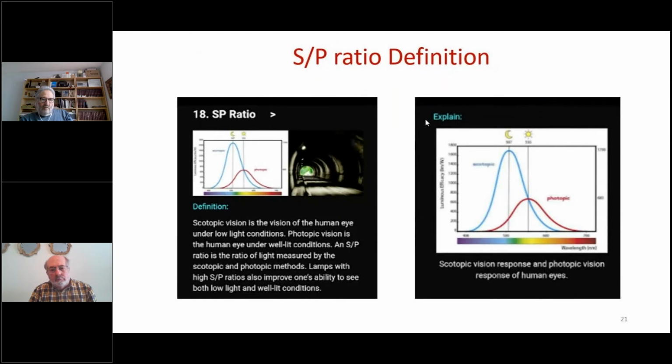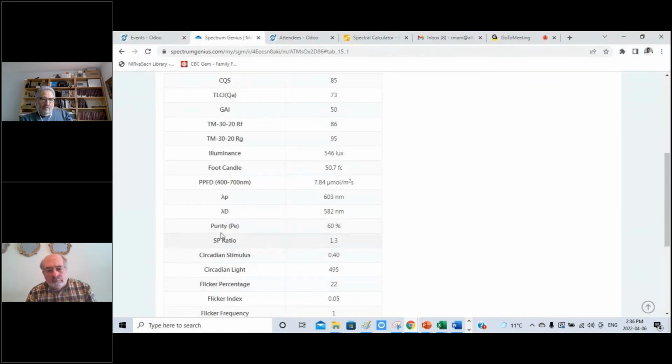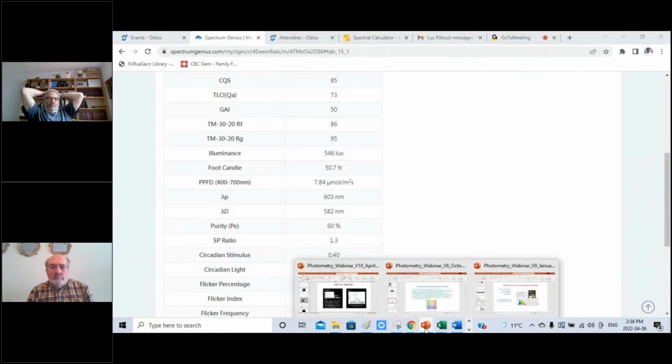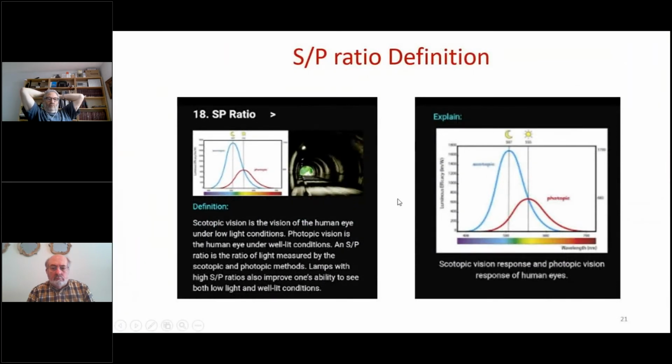Okay, next is the SP ratio definition. Again, let me go back, I'll show you. SP ratio is given here as 1.3. I have put all of them in the SP ratio. All right. So SP ratio is the scotopic vision divided by the photopic vision. What is scotopic? It is the ability of the human eye to see in low lighting, dark conditions. And the photopic is basically the ability to see in lit conditions.